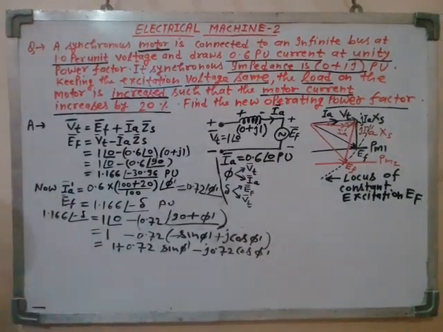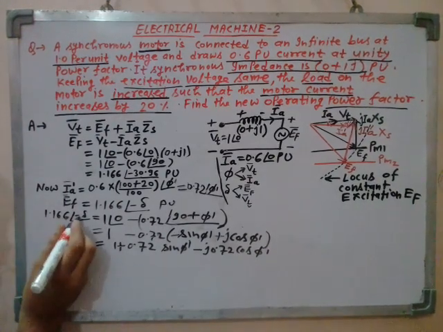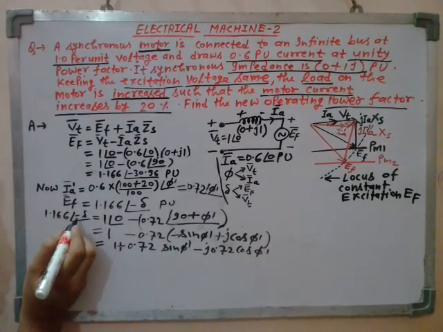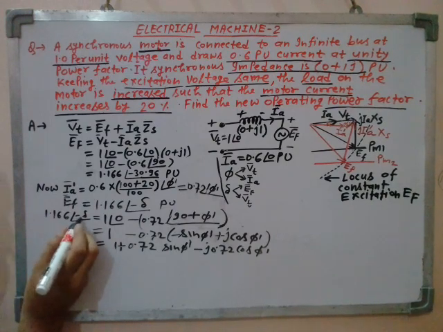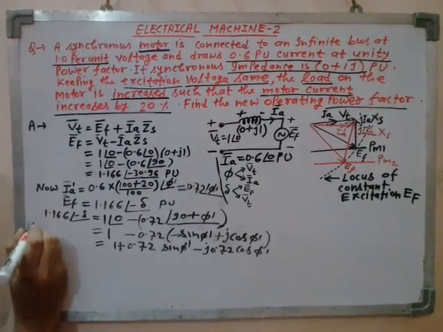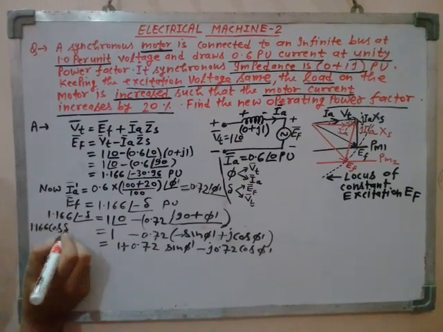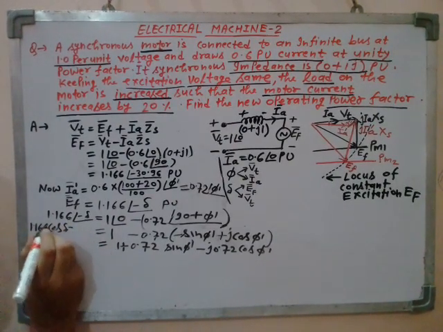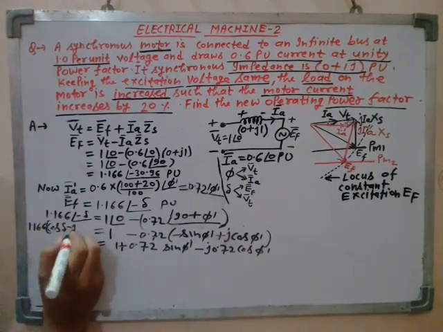Now you can open this in polar form: it would be equal to cos of minus delta plus j sin of minus delta. Cos of minus delta is plus cos delta, and sin of minus delta is minus sin delta. So this would be equal to 1.166 cos delta minus j 1.166 sin delta.